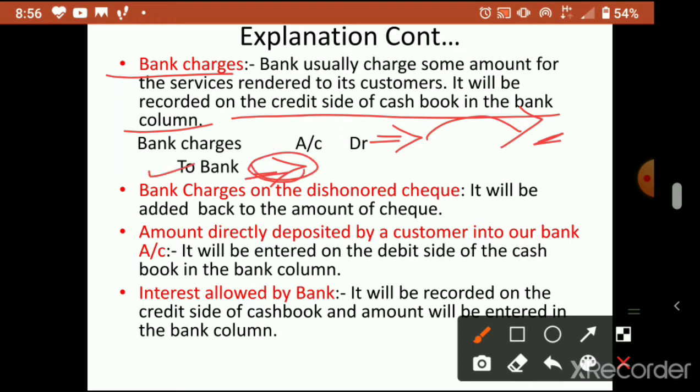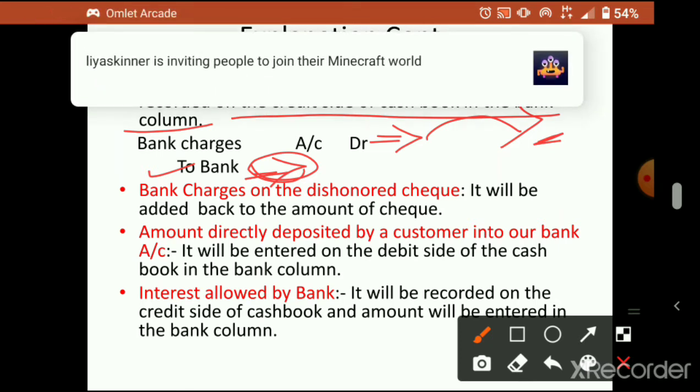Remember, no confusion: two columns will be there, cash and bank. Where to put the amount depends on the transaction. If bank is involved, meaning money has gone from your bank account or you received money in your bank account, then of course you have to write the amount in the bank column. Now, bank charges on the dishonored check.